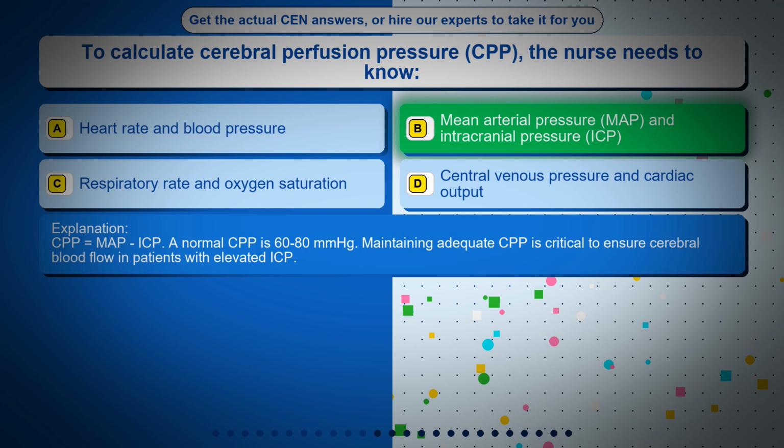CPP equals MAP minus ICP. A normal CPP is 60 to 80 mmHg. Maintaining adequate CPP is critical to ensure cerebral blood flow in patients with elevated ICP.